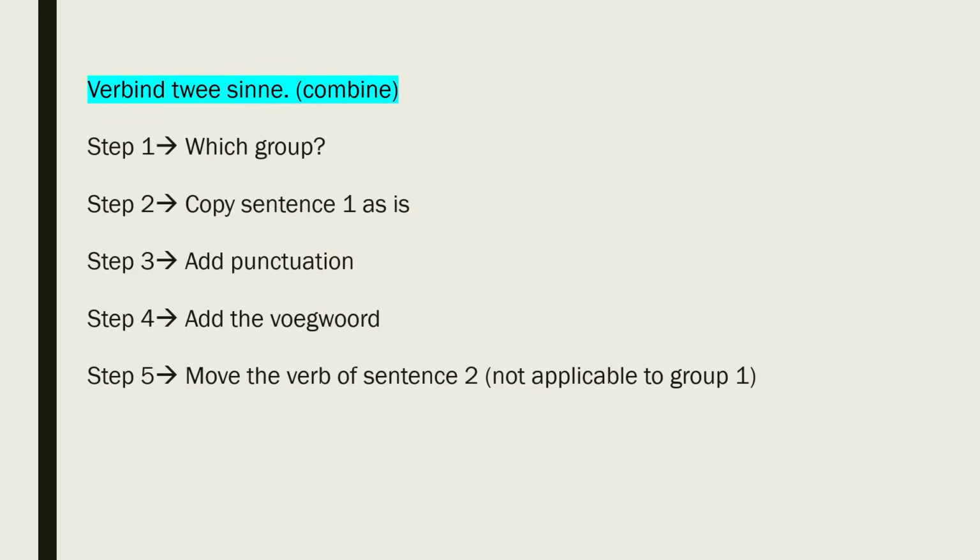So, you have 5 steps to do this. You check which group it is. You copy sentence 1 as is always. Your sentence 1 remains untouched. You will add any punctuation and then you will add your voegwoord. Then you will move around your sentence 2 depending on the group. Remember group 1, no change. Group 2, verb is immediately after the voegwoord. And group 3, the verb goes to the end of the second sentence.